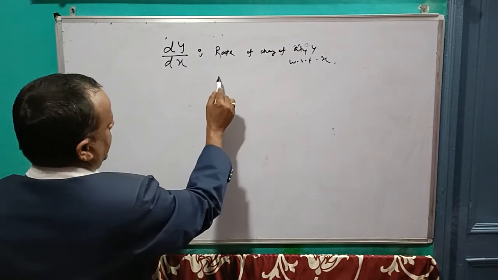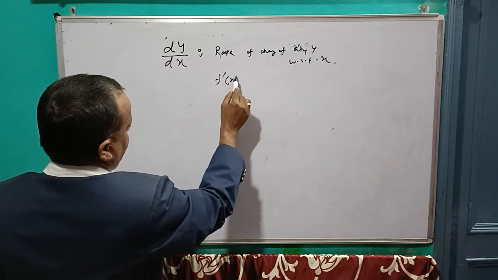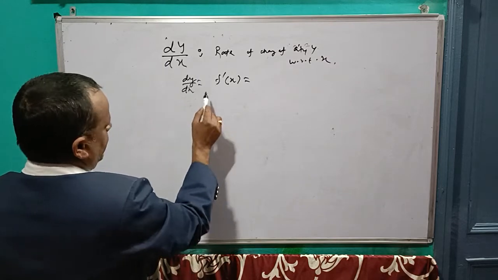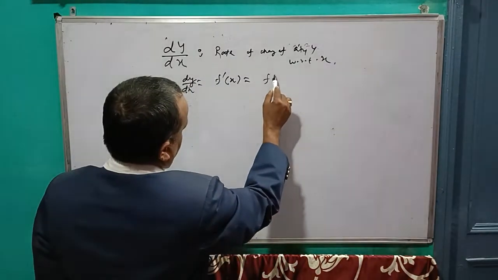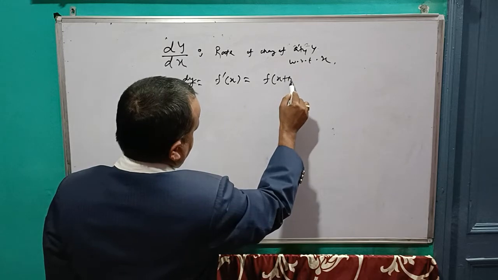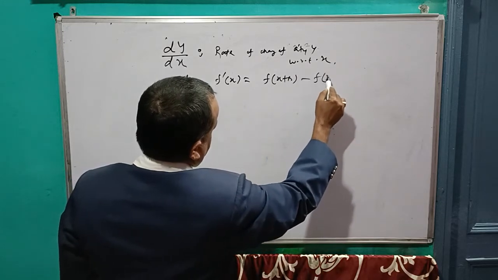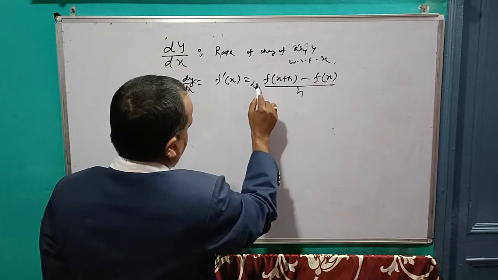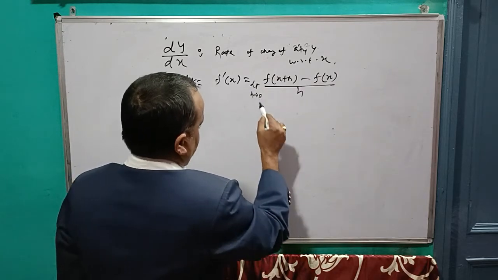Over here we have an operator. Let us suppose we write dy by dx, or we can write f dash x. So what we have is f at x plus h minus f x upon h, and we say that limit h tends to 0.